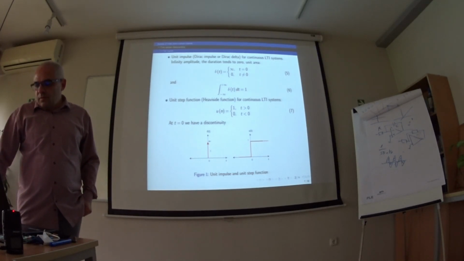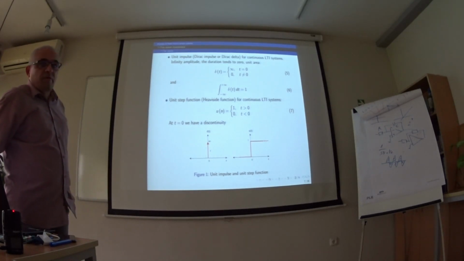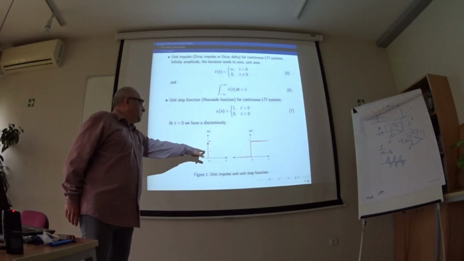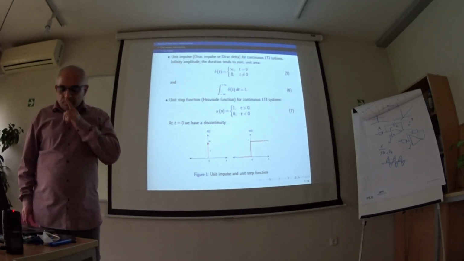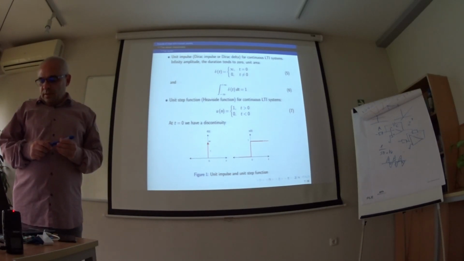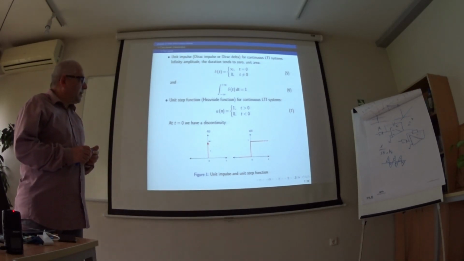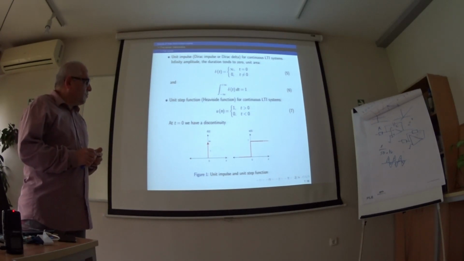Which are our test signals? The first one we are now familiar with. This is our Dirac delta. Why do we think this is a good test signal? Because its spectrum is flat and equal to 1.